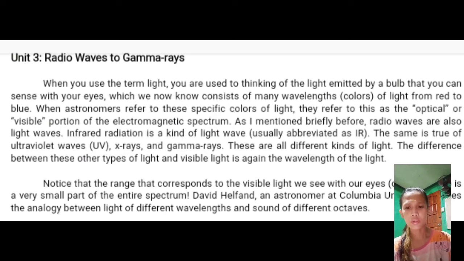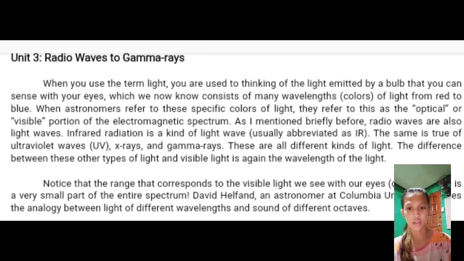When you use the term light, you are used to thinking of the light emitted by a bulb that you can sense with your eyes, which we know consists of many wavelengths or colors of light from red to blue. When astronomers refer to these specific colors of light, they refer to this as the optical or visible portion of the electromagnetic spectrum. As I mentioned briefly before, radio waves are also light waves.